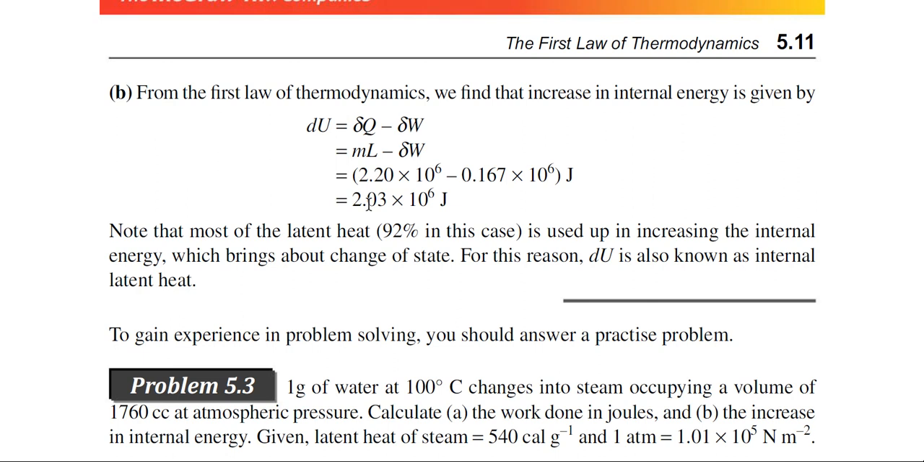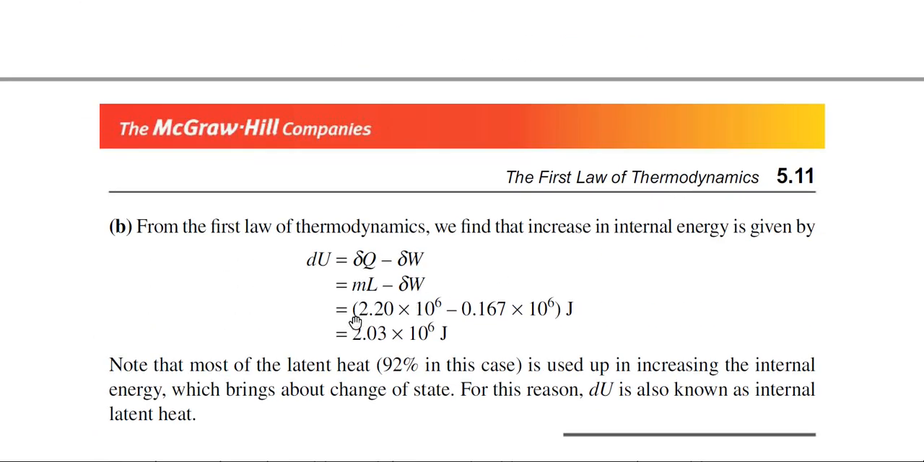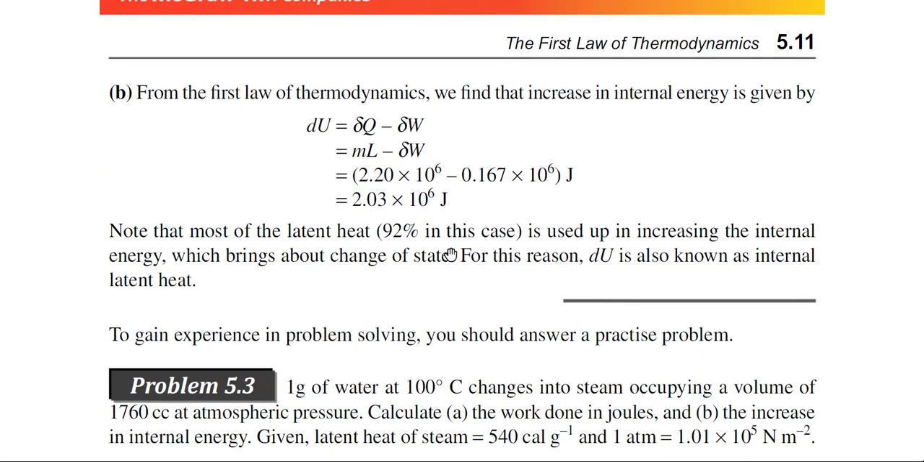Now, what is m into L? Here L is given, that is the latent heat, and mass is 1 kg. So, 1 into L, that is 2.20 into 10 to the power 6. Here we are using the SI units. So, mL is this one, delta W we have already calculated. So, ultimately we are getting that the value of the change in internal energy is this one, that is 2.03 into 10 to the power 6 joule.